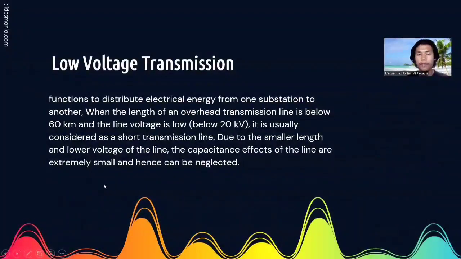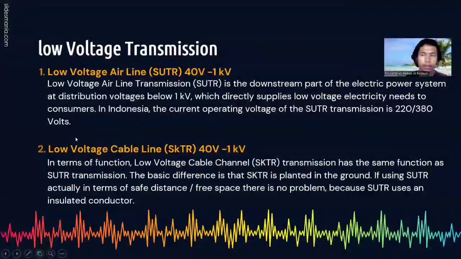Low voltage transmission. After high voltage transmission, we know about low voltage transmission, which is a function to distribute electrical energy from one station to another. When the length of an overhead transmission line is below 60 kilometers and the line voltage is low, below 20 kilovolts, it is usually considered a short transmission line due to the smaller length and lower voltage of the line. The capacitance effects of the line are extremely small and hence can be neglected.